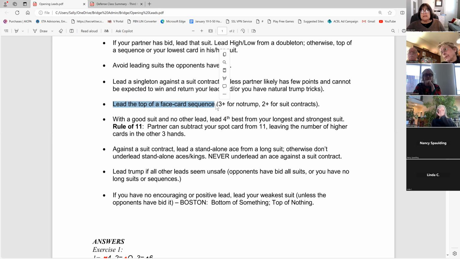Sally, in that where you just said they're leading 3 cards in a suit, do you consider the 10 also an honor? Yes, the 10 is an honor. So against a no trump contract, if you lead an honor, you're promising the one below it, and you're promising 3 honors. Against a suit contract, you're just promising the one below it. That's all you're promising on a suit contract.